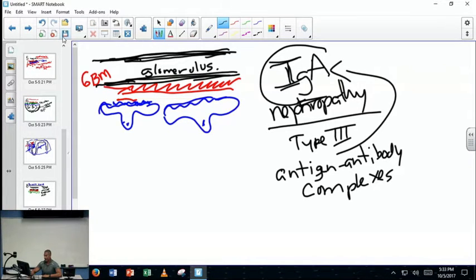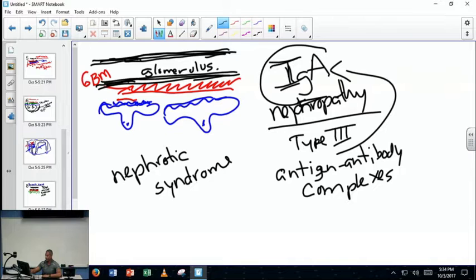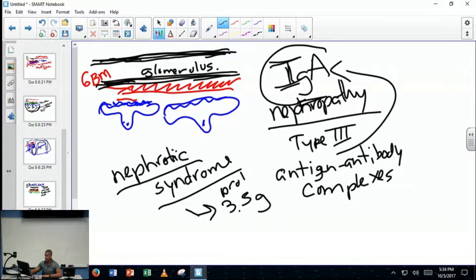What's going to happen initially is that, let's start with nephrotic syndrome. Let's say it progresses to nephrotic syndrome. The number I want you guys to remember is 3.5 grams of protein. That's when you have nephrotic syndrome. Okay? 3.5 grams of protein in your urine in a 24-hour period, that is nephrotic syndrome.